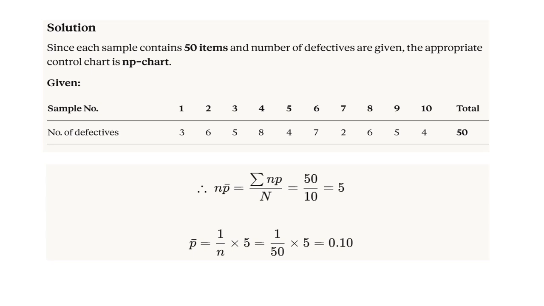Now let us move on to the next chart, that is the NP chart. In a factory producing electric bulbs, inspection of 10 lots of 50 items each is given. The number of defectives found in each sample is given below. Draw the appropriate control chart for the number of defectives and comment on the state of control. The total number of defectives is 50. Therefore, NP is 50 by 10, which is 5. From the value of NP, we can calculate the value of P, which is equal to 0.10.